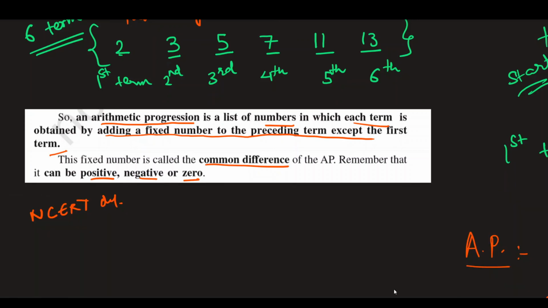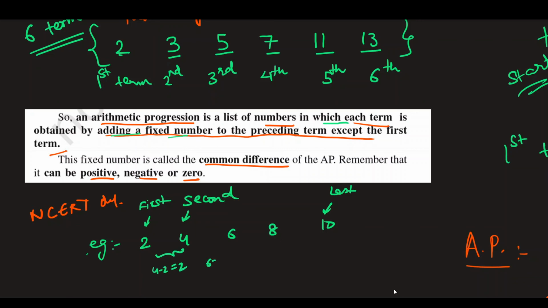Okay. So we have to understand this. They are saying that it is a list of numbers in which each term is obtained by adding a fixed number. So we have taken the example of this sequence 2, 4, 6, 8, 10. This is the first term, this is the second term, and say this is the last term. So this difference is 4 minus 2 is 2. 6 minus 4 is also 2. 8 minus 6 is also 2. 10 minus 8 is also 2. So its common difference is 2.